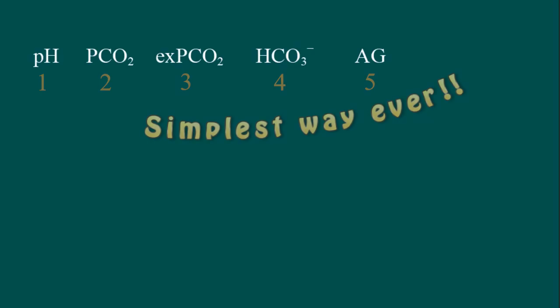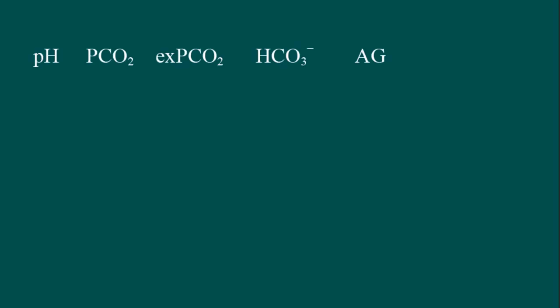So let's get started. First, write down the following in this exact same order each and every time: pH, PCO2, expected PCO2, bicarb, and anion gap. Each and every time, write it down in this order.